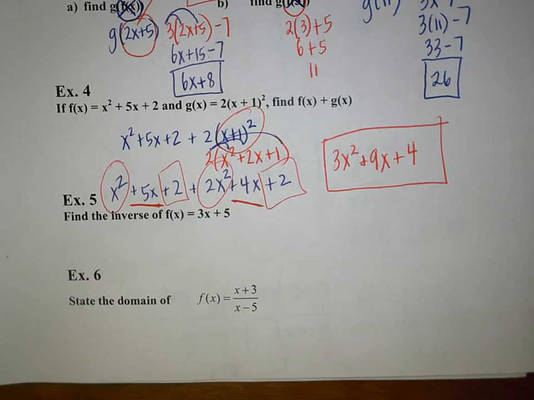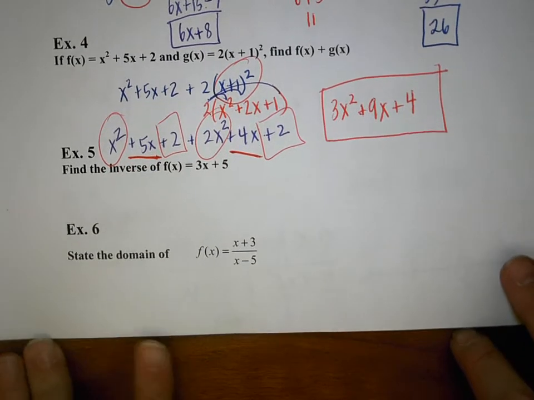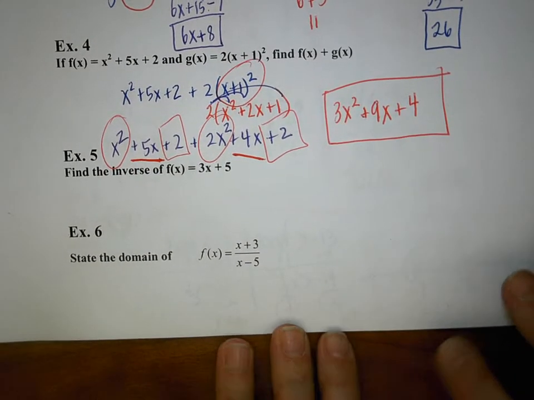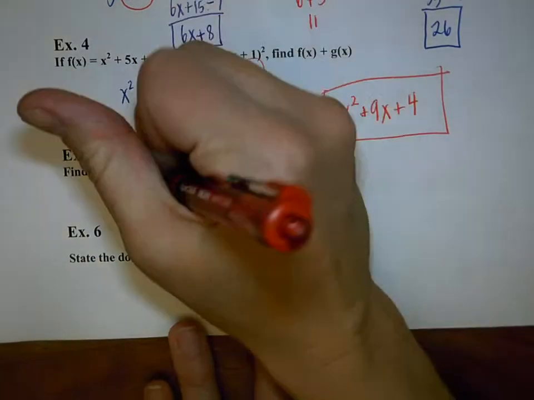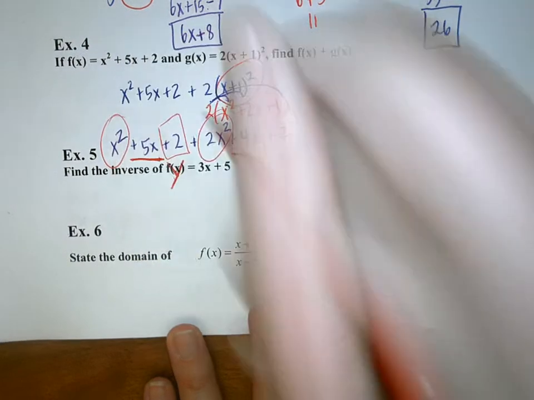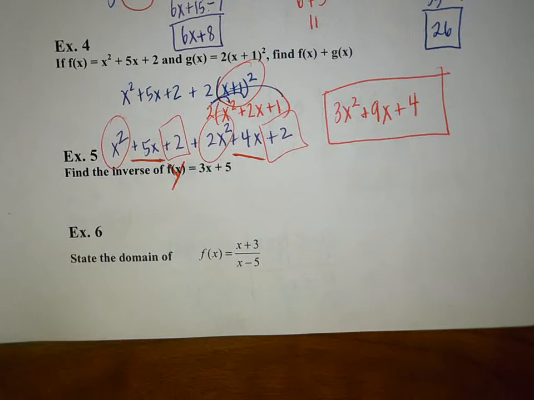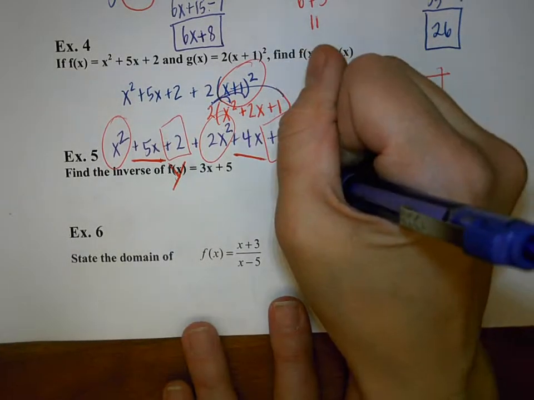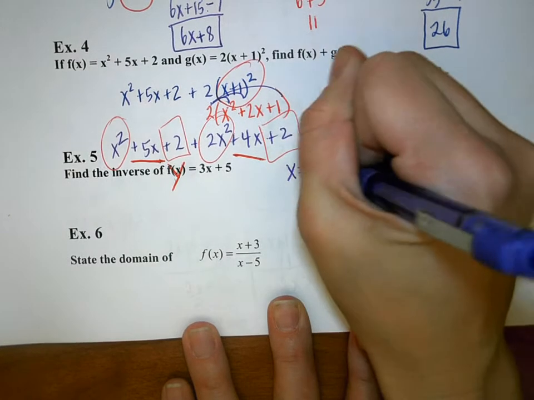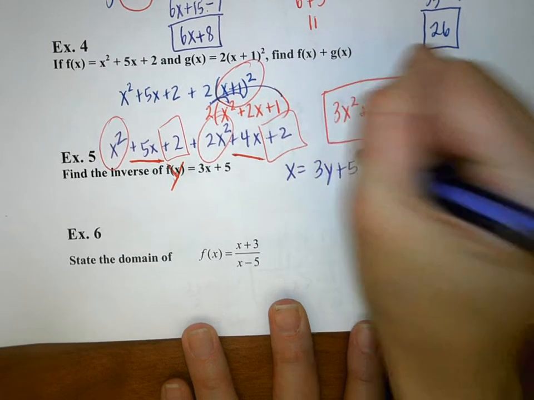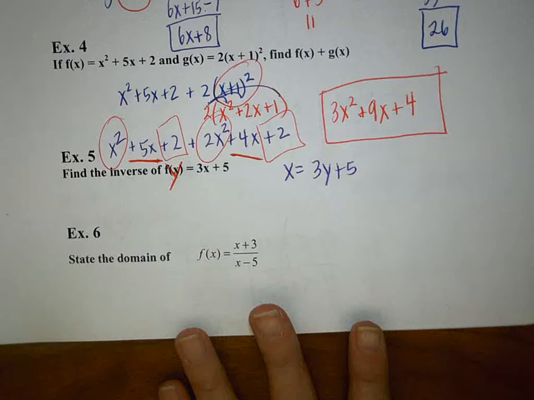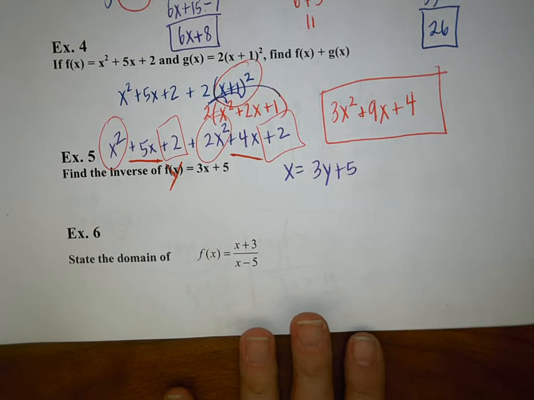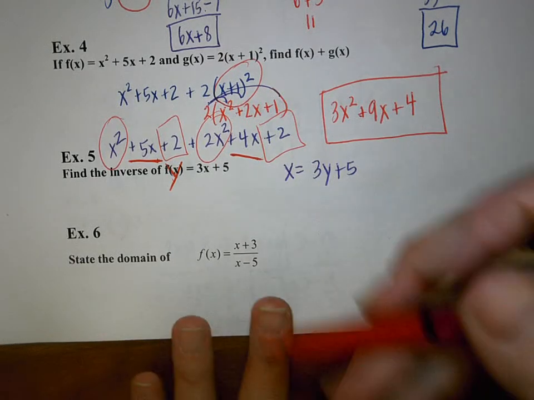Example 5, find the inverse. How do I find inverse? Switch x and y. f of x is really the same thing as y. So in order to find the inverse, we exchange x and y. So I will write this as, good job, x equals 3y plus 5 is correct. And then you're just going to resolve this, but we have to solve it for y. Good. Subtract 5 from both sides.